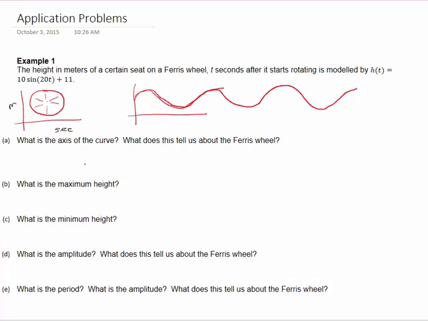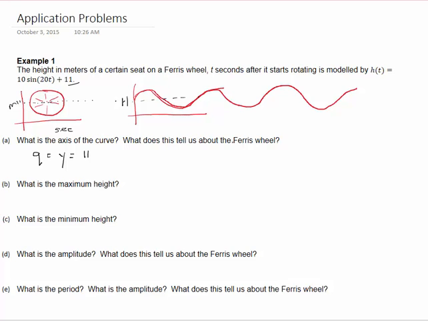So it asks us, what is the axis of the curve? And from the equation we know the axis of the curve is the exact same thing as q. So we know that y is equal to 11. So in the middle of our graph, it happens at 11. Now as far as the Ferris wheel occurs, it's in the middle as well, and that happens at 11 meters.